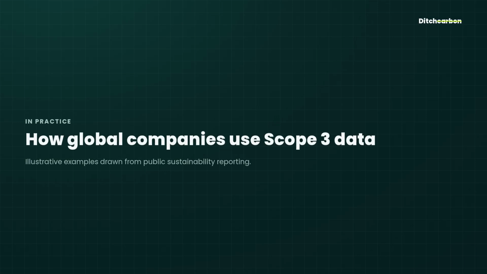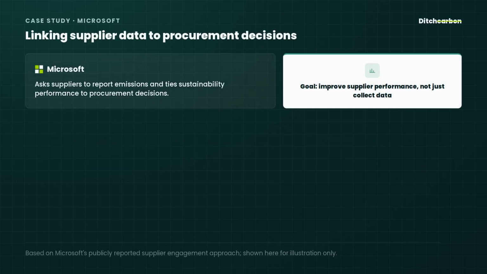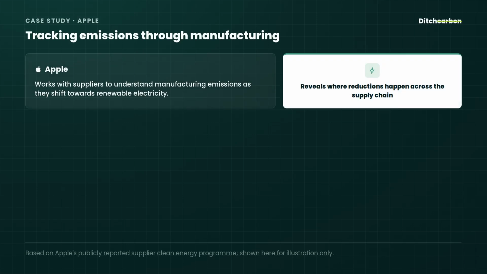So, what does this actually look like in practice? Let's look at 4 companies that have publicly shared how they approach it. Start with Microsoft. Microsoft asks suppliers to report their emissions and ties sustainability performance directly to procurement decisions. The goal isn't just to collect data for a report, it's to improve supplier performance using that data. Then there's Apple. Apple works closely with its manufacturing partners to understand emissions as they shift towards renewable electricity. That gives Apple visibility into exactly where reductions are happening across the supply chain, not just where emissions occur.